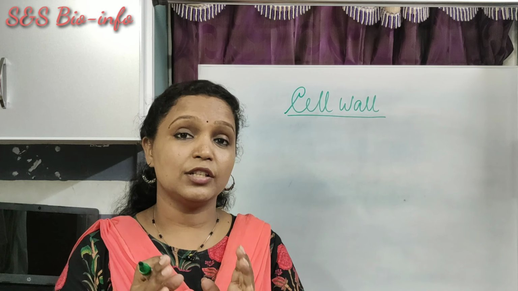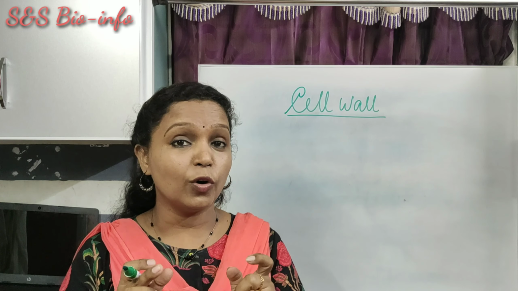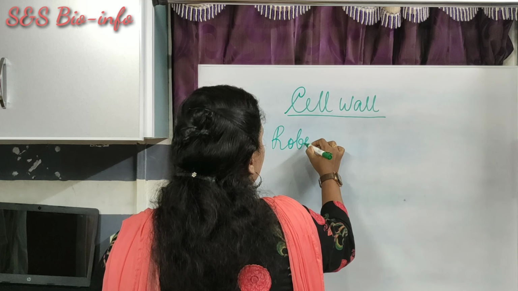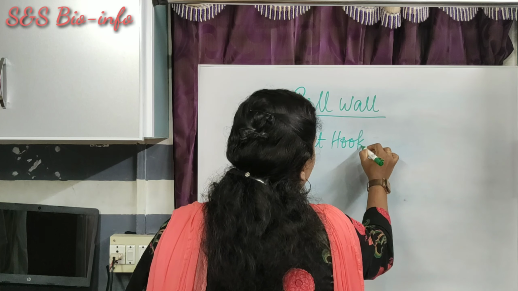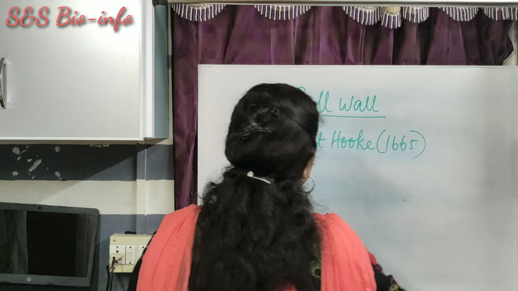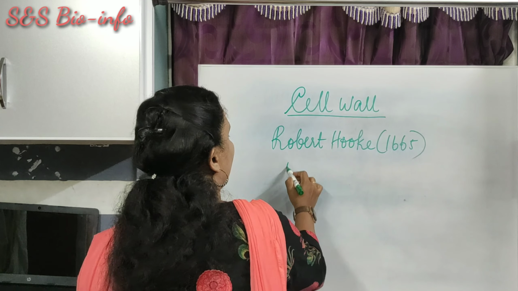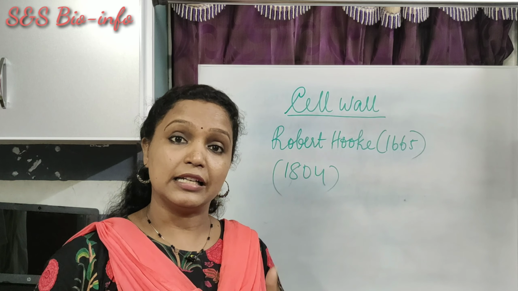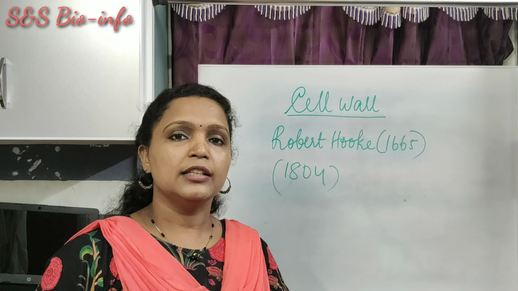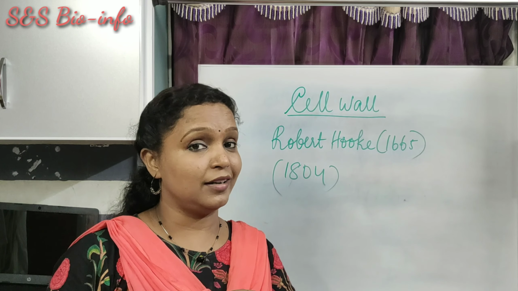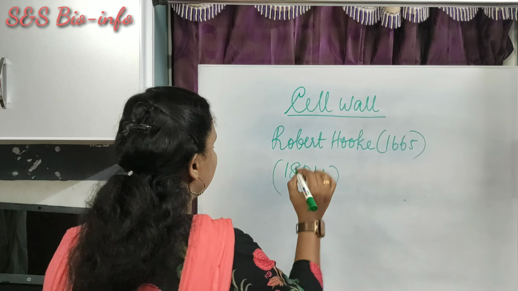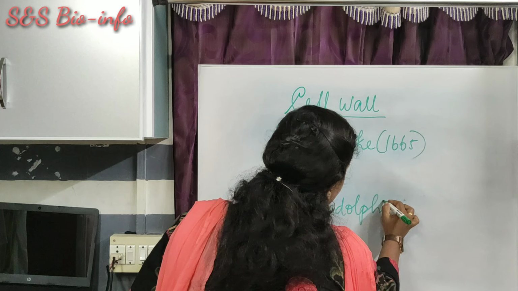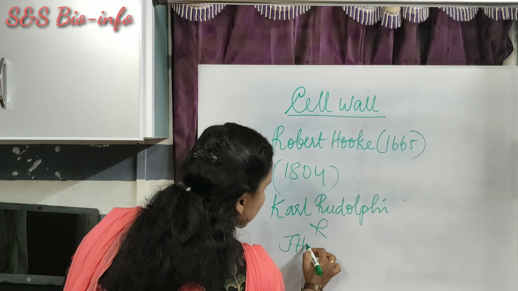The cell wall was first observed and named simply as a wall by Robert Hooke in 1665. Later, in 1804, two scientists named Carl Rudolphi and J.H.F. Link proved that plant cells have independent cell walls. Who are the scientists? Carl Rudolphi and J.H.F. Link.